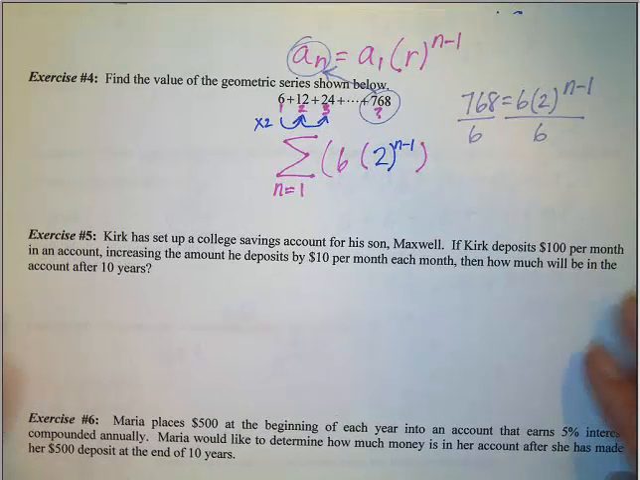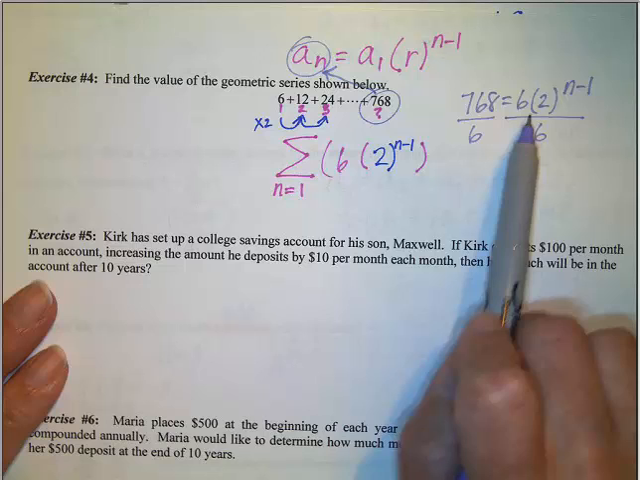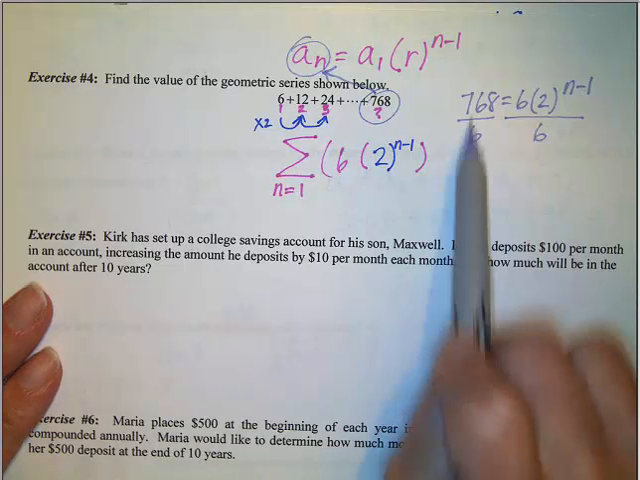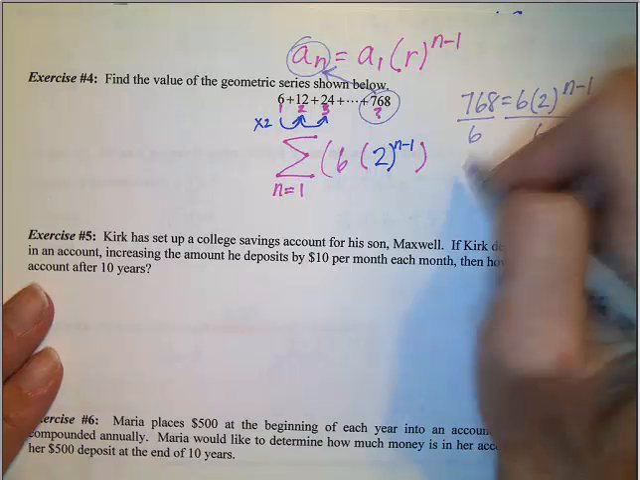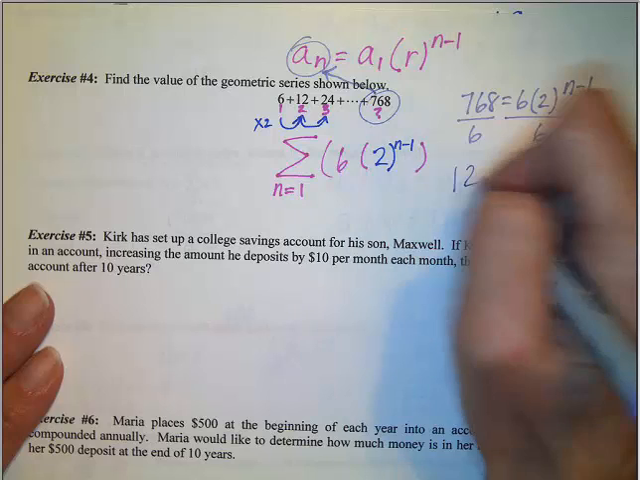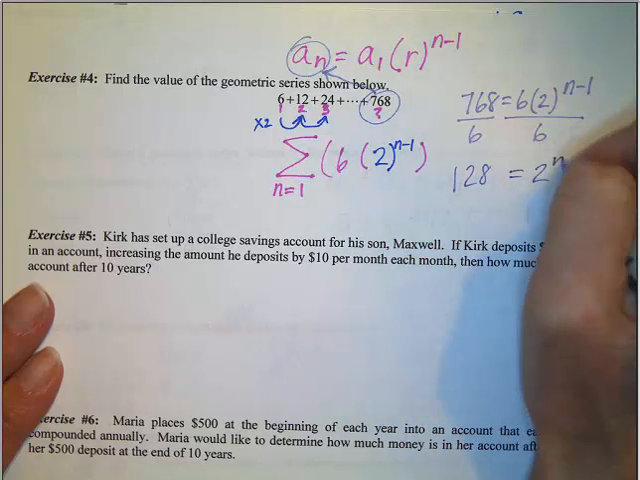So this should just look like an exponential equation. I have to get it into Ben form. So I have to first divide by 6. So I get 128 equals 2 to the n minus 1.